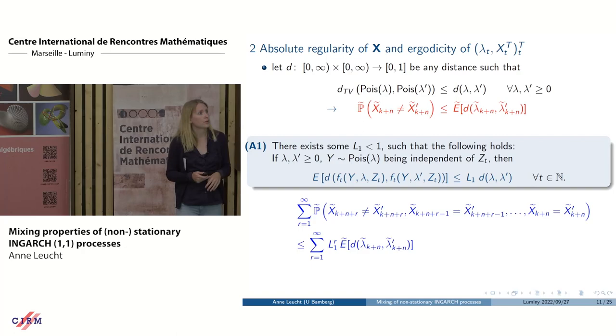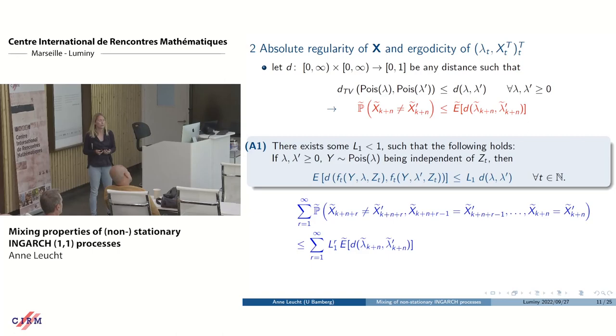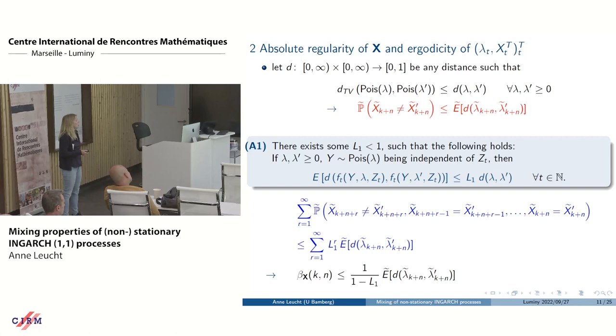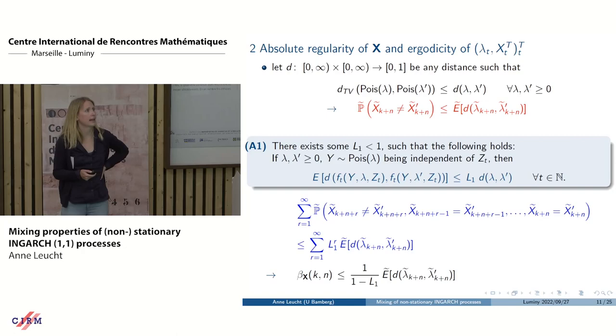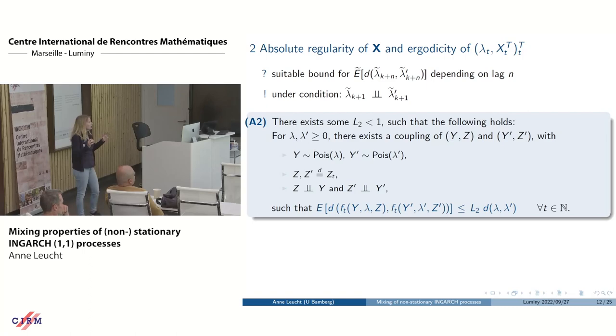And all that we have to do now is to control the expectation of the difference of the lambdas. So things are easier at that point if we understand how the lambdas evolve. Yes, and we have a quite explicit bound for beta then. So let's see how this expectation can be tackled. We need some kind of bound, depending only on the lag n, hopefully in an exponential way. And recall that we started this coupling with independent lambdas.